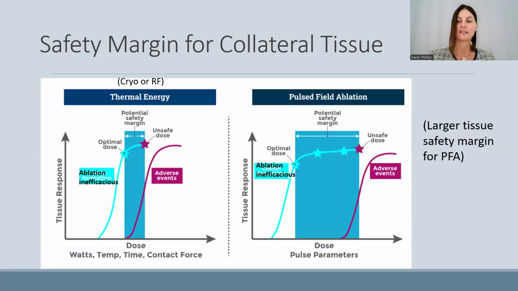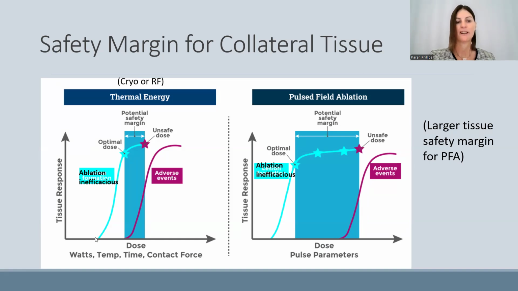All right. If you've heard about pulse field ablation, people are often talking about it's safer. So what does safer mean? This is all relative, but one of the concepts with pulse field ablation is this safety margin for the other tissues around where we're doing the cardiac ablation. When we look at these two graphs, basically they show that the safety margin for pulse field ablation is larger. What does that mean?